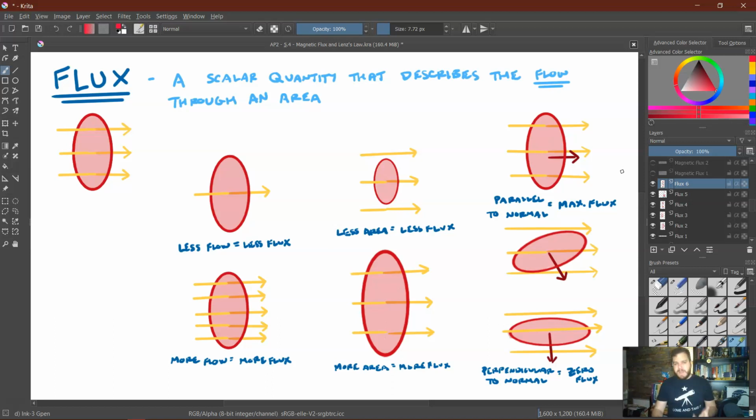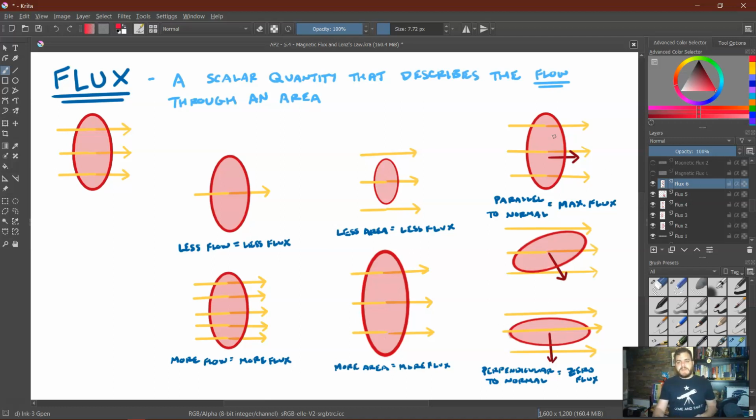Now, we need to be careful here, because if we look at this, your natural inclination is probably going to be, oh, the arrows are going this way, so the area is perpendicular to those arrows. And then at the bottom, we would say, oh, the area is parallel to those arrows. And I totally see why we would think that's the right way to go about it. Unfortunately, it's a little more complicated than that.